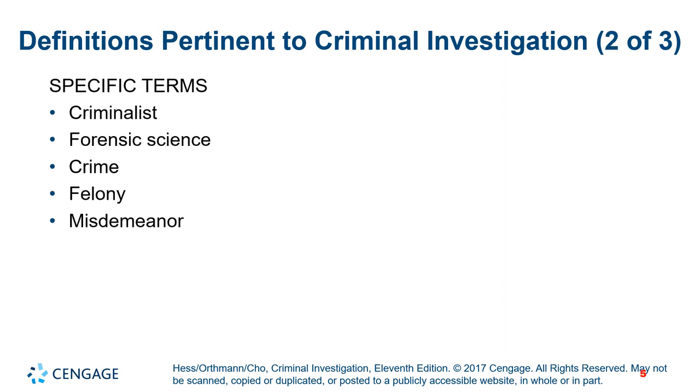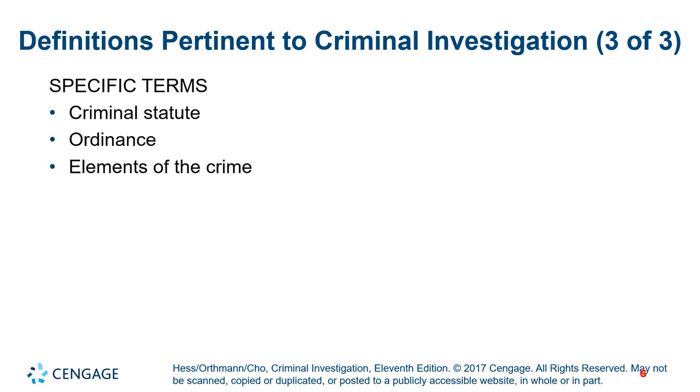Some other specific terms you need to be familiar with. First is a criminalist. That's someone who studies specific type or types of crimes and becomes specialized in those. Forensic science, which involves post-mortem work and work at the scene of a crime. The crime, which is obviously self-explanatory. A felony, which is a major crime, and a misdemeanor, which is a minor crime.